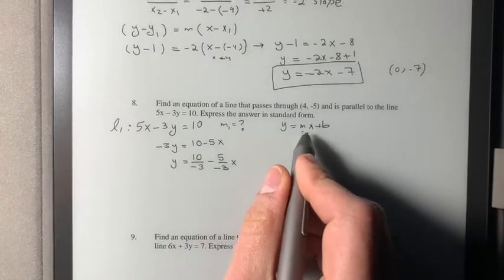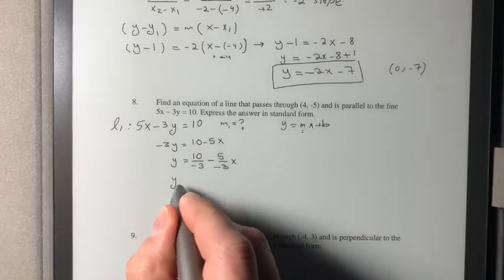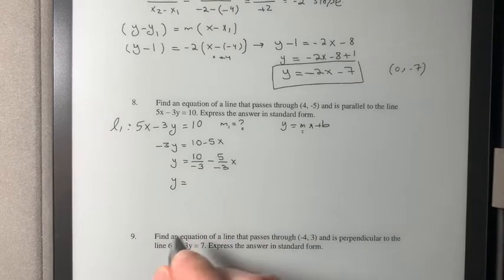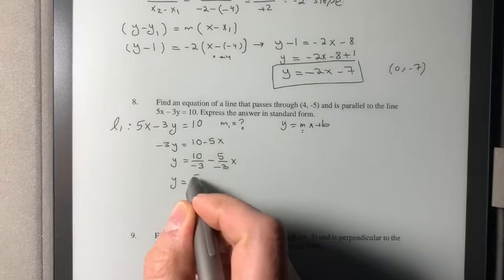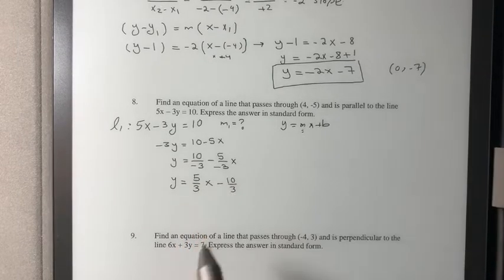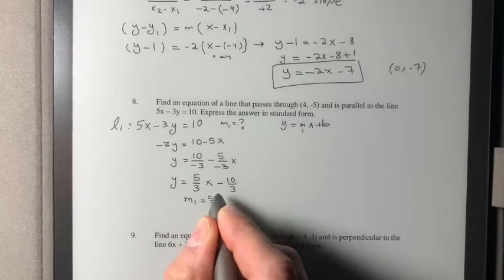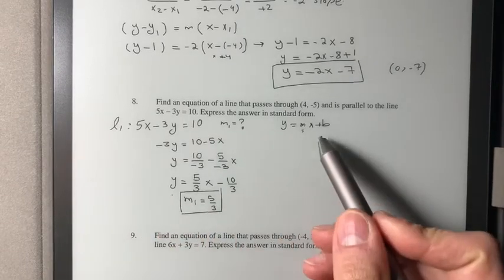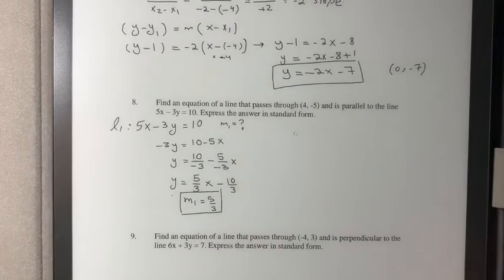Compare with this. If you want, let's put mx first and then this one second, so let's organize this too. We know negative 5 over negative 3 is positive 5 over 3 x minus 10 over 3. So what is the slope of line 1? M1 is 5 over 3, correct? Because this is exactly the same as the form I want. So I have the slope of the first line.